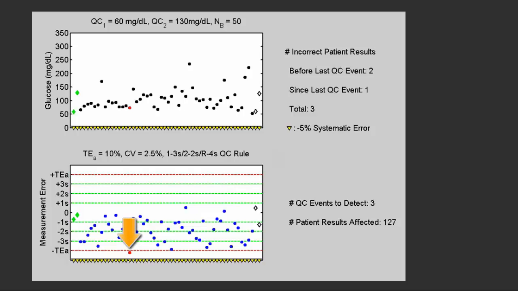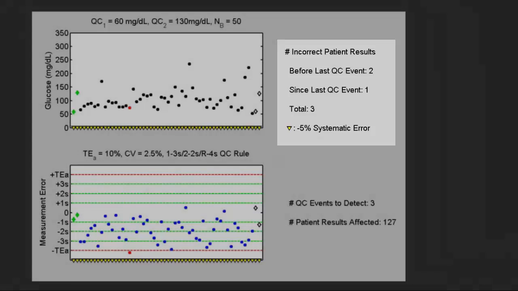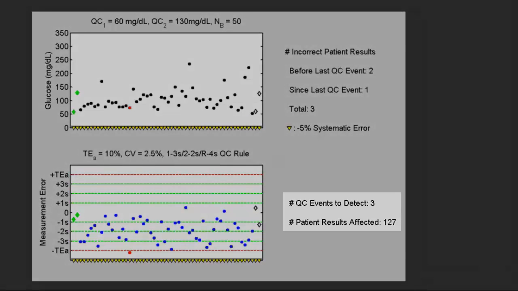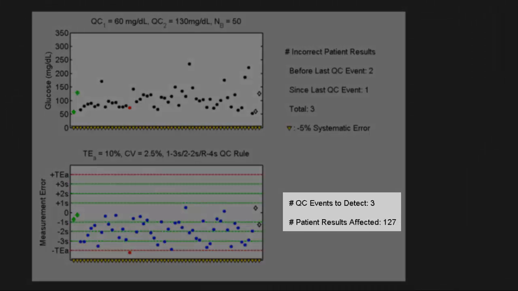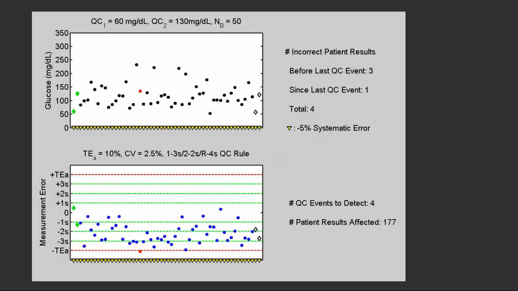Here we get another unacceptable result. Notice that we are also keeping count of how many incorrect patient results have been produced. So far we've seen 3. 2 occurred prior to the last acceptable QC, and 1 has occurred since the last accepted QC. So, we've accepted QC 3 times since the 5% shift occurred, and we have 127 patient results that have been affected. So, we continue testing and get another acceptance and another unacceptable result.